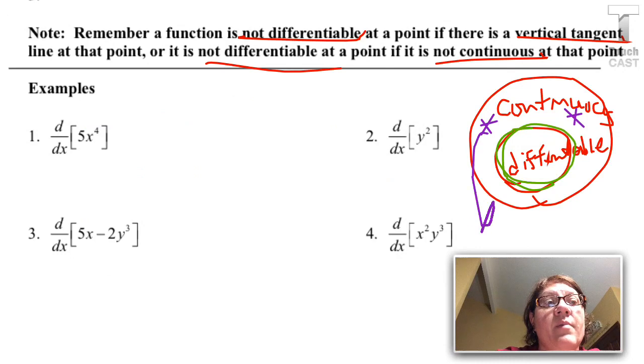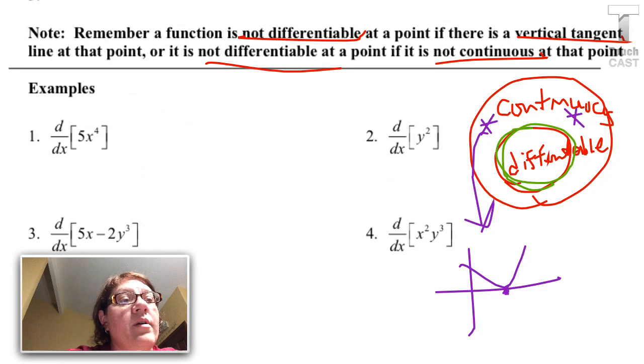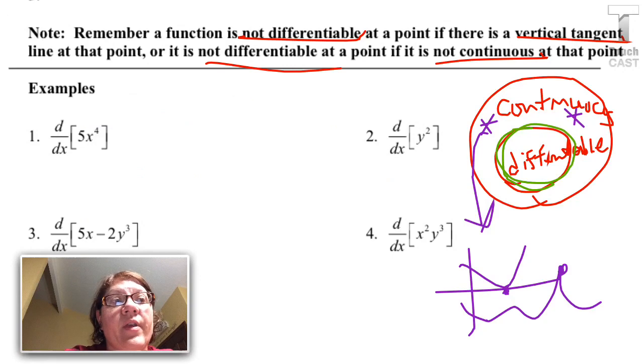And so some examples might be, if I were doing an absolute value graph, that's continuous, but not differentiable at that point. Or if I have, let's say, a graph that looks like this, and I have a cusp. Continuous there, but not differentiable there. So that's just a good way to remember it in your head.